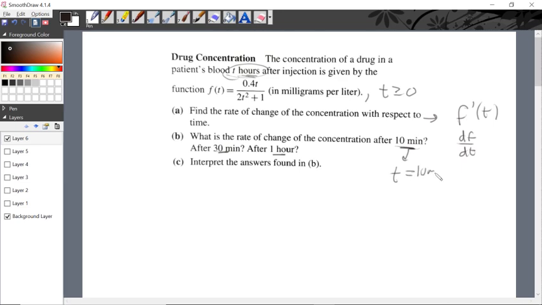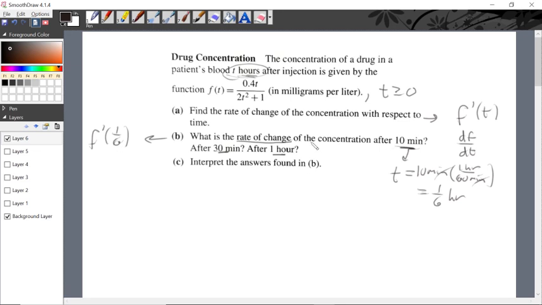So if you take 10 minutes multiplied by 1 hour for every 60 minutes of time, a unit ratio, we could cancel minutes with minutes. We get 10 over 60, which reduces to 1/6 of an hour. So we would be evaluating not the function at 1/6. We're looking at rate of change. We want to evaluate the derivative at 1/6 in order to answer the question, what is the rate of change?